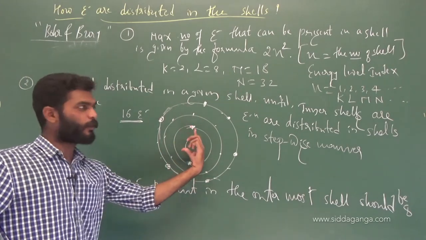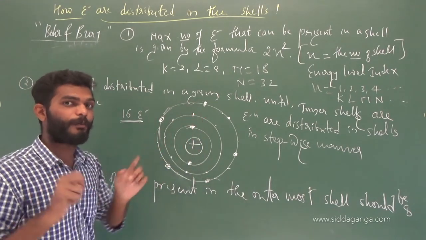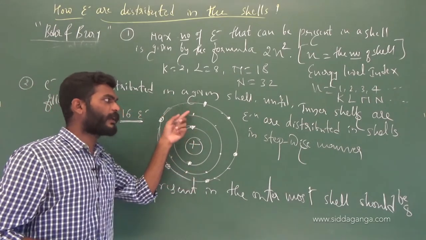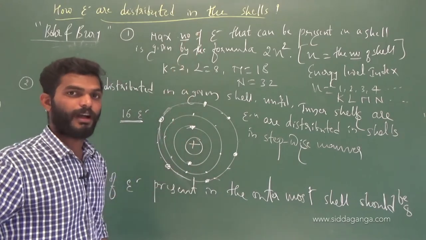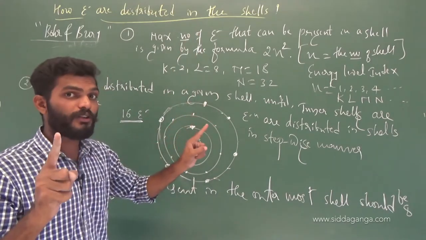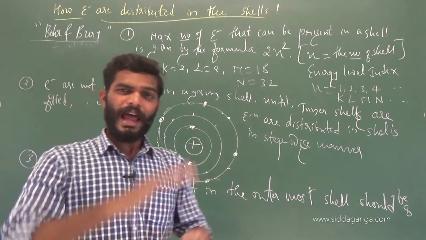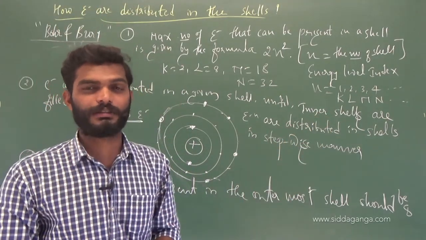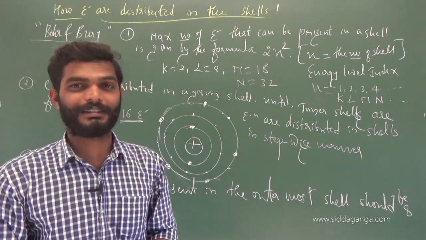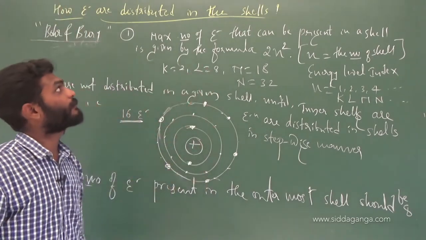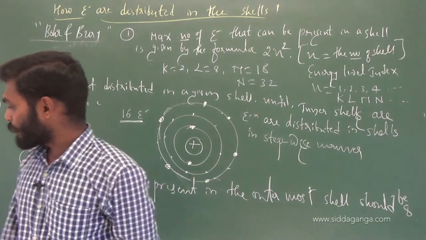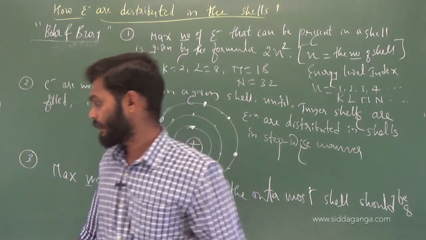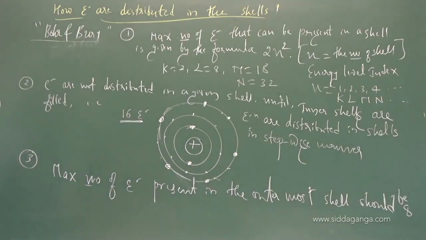So we filled 2, 8 in the next. Now, we have to fill electrons in a stepwise manner, that is from K to L to M to N, like that. And the outermost shell can have a maximum of 8 electrons. So these are the three rules for distribution of electrons in any atom given by Bohr and Bury, right?